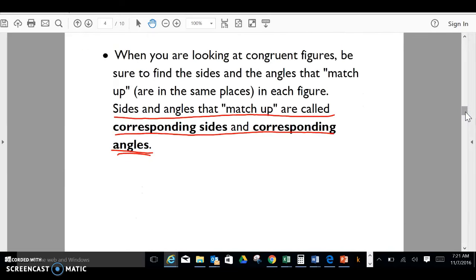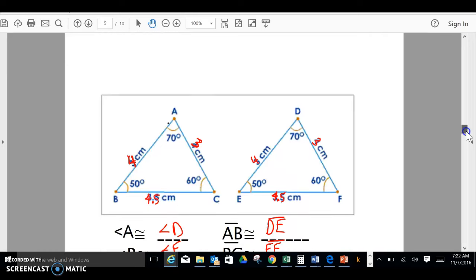When you're looking at congruent figures, be sure to find the sides and the angles that match up, that are in the same place in each figure. Sides and angles that match up are called corresponding sides and corresponding angles. So here's an example here.